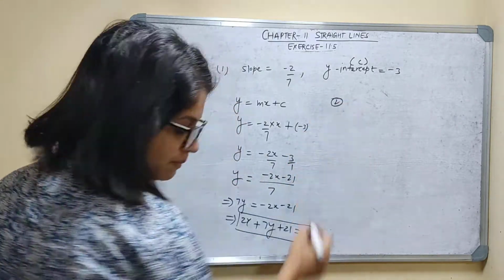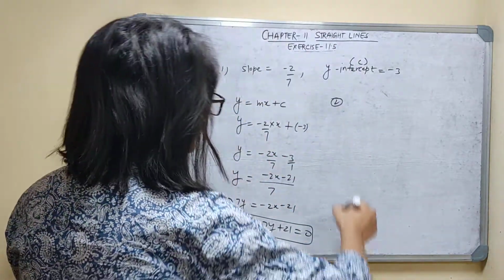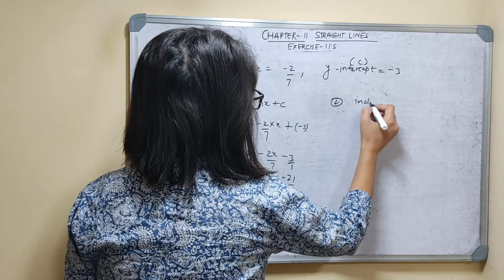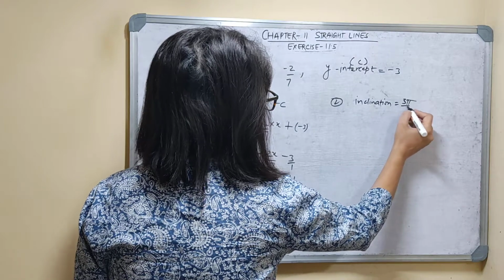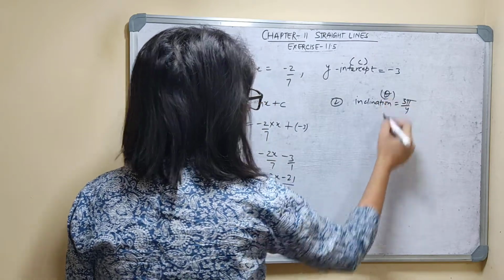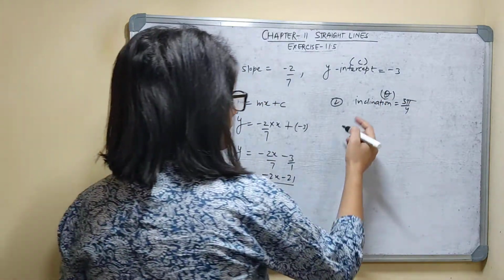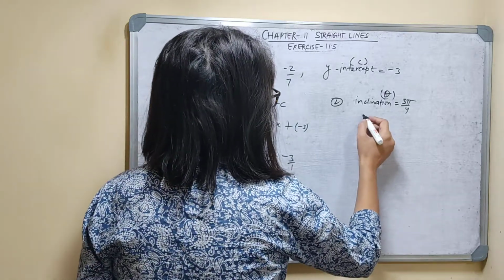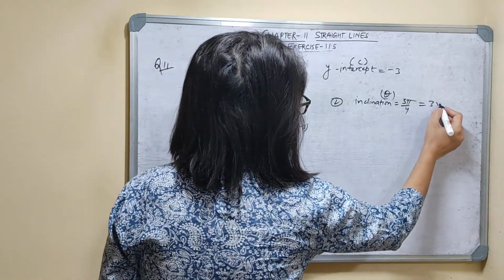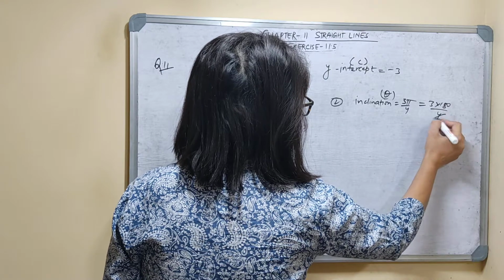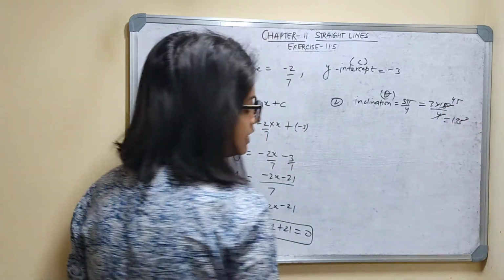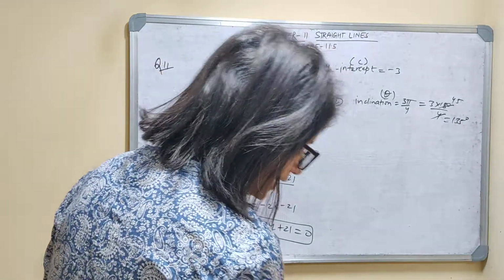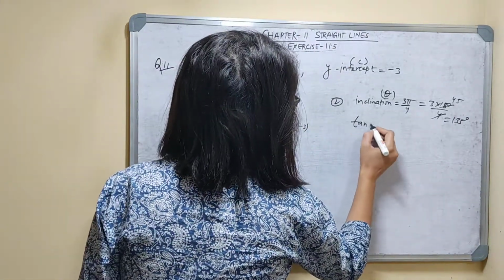Second part, inclination is given, 3 pi by 4. Inclination means theta only. That is 3 pi by 4. How will I write 3 pi by 4? That is 3 into 180 upon 4. 4 fours are 16, 4 fives are 20, so 135 degrees. Theta is equal to 135 degrees. So tan theta is equal to tan 135.